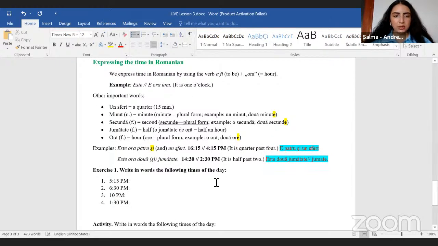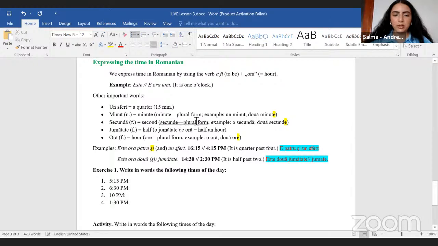Other important words when it comes to telling the time would be un sfert, a quarter, minut, minute. I wrote you here in the brackets the genders of the words. We are going to talk about gender probably during the next class, because gender is a little bit tricky in Romanian, so to say. Once you get the hang of it, it's going to become easier. But at the beginning, it's going to be a little bit hard because it doesn't really have a logic. We're going to see that during the next class.